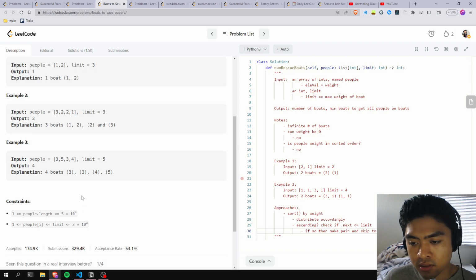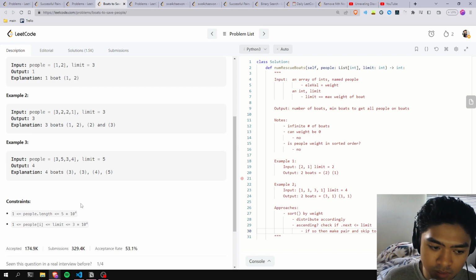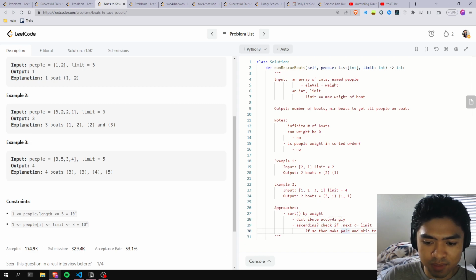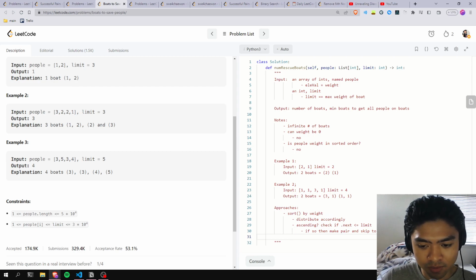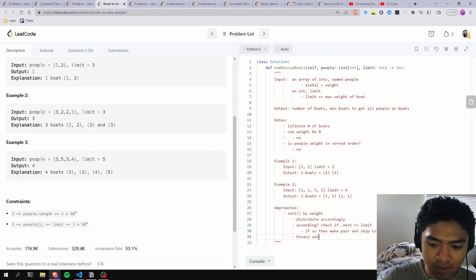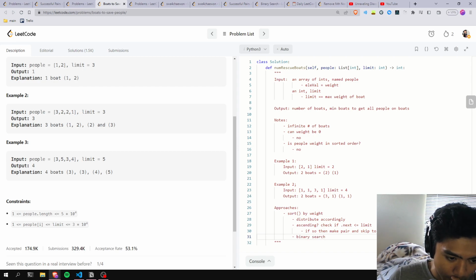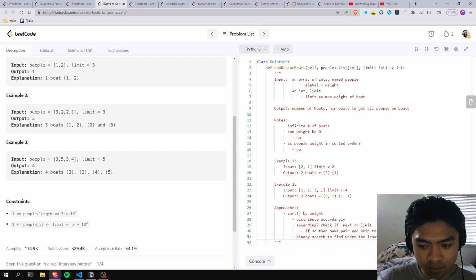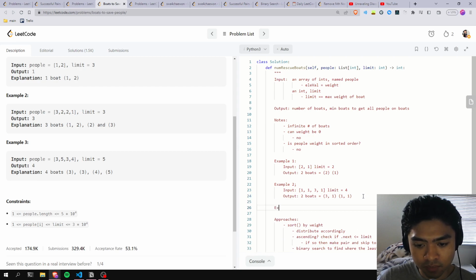Maybe I can do some binary search to help with the amount of pairings. And what I'm thinking about binary search is that if I can find where the least max is. So basically, if I was at a limit of 4, and this is binary search, right? So let's say example 3.